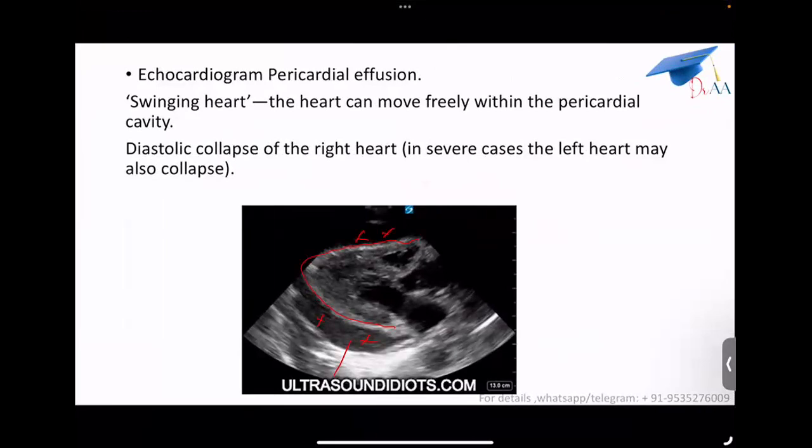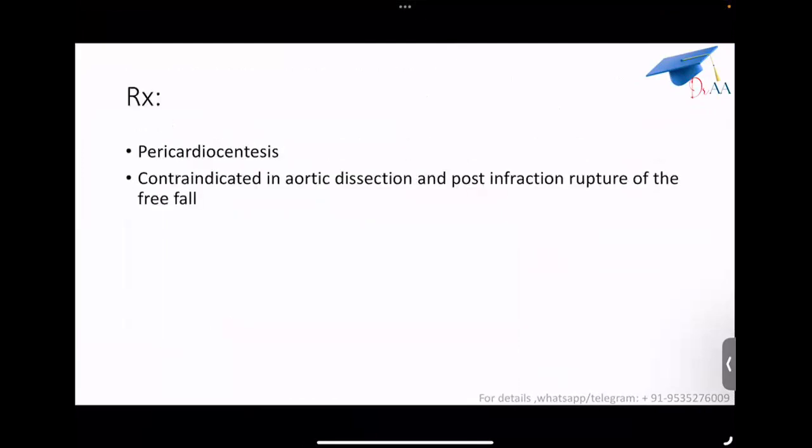Unless they are giving a GIF image, it will be difficult for you to diagnose whether it's a cardiac tamponade or not, unless they give a classical image. What you are given here is the right ventricle which is collapsed. What is the treatment? Fluid is more, remove the fluid. So you are doing a pericardiocentesis.